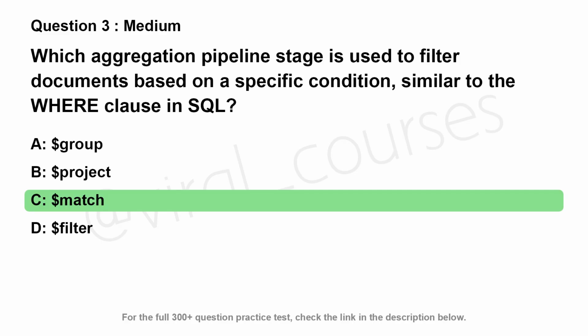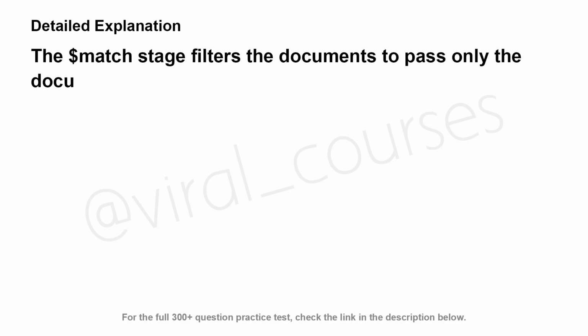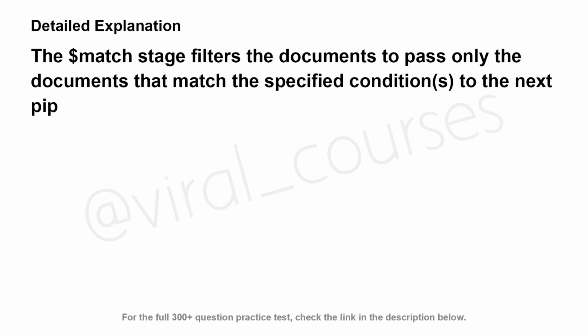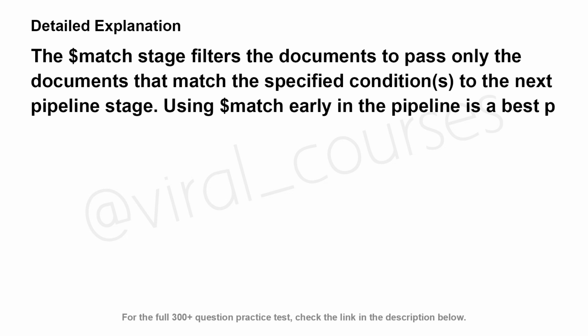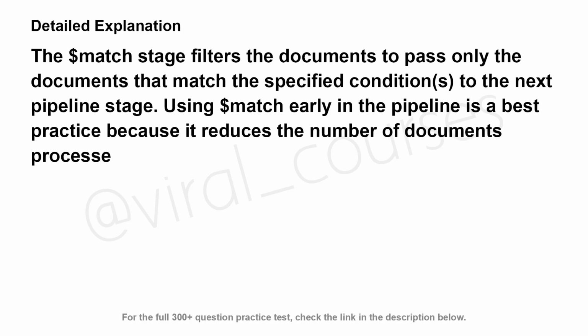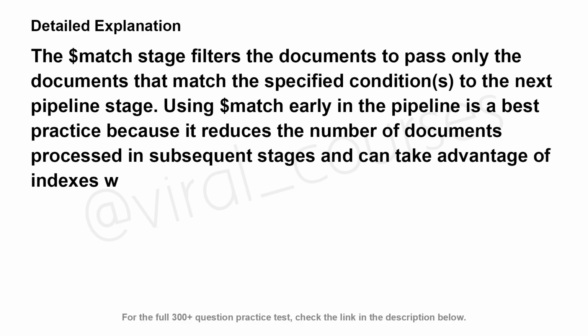The correct answer is C. The $match stage filters the documents to pass only the documents that match the specified condition to the next pipeline stage. Using $match early in the pipeline is a best practice because it reduces the number of documents processed in subsequent stages and can take advantage of indexes when placed at the beginning.